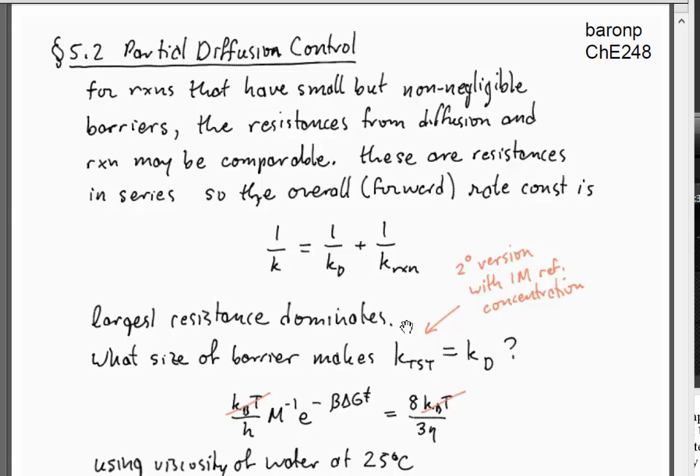An interesting question here is what size of an activation barrier leads to a transition state theory rate constant that ends up being the same as kD? Well, if we just use Smoluchowski's kD, we can begin to answer that question. So let's put the transition state theory rate constant over here. We've got a second order rate constant, so we have to have molarity to the minus 1, kT over h prefactor, e to the minus beta delta G. We want to figure out how big that's going to be. And on the right, we have 8 kBT over 3 times the viscosity.